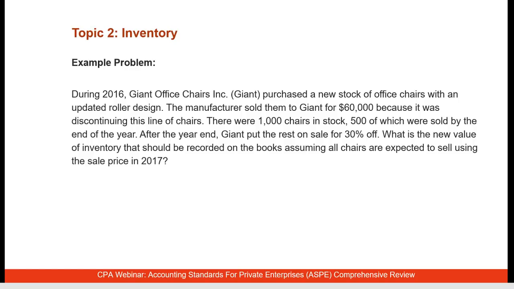So it's $60,000 for the inventory divided by 1,000 units, which is $60 per chair. Then you have 500 sold, right? Then you have the $30,000 left at 70% less cost to sell, which is $21,000, which is excellent.